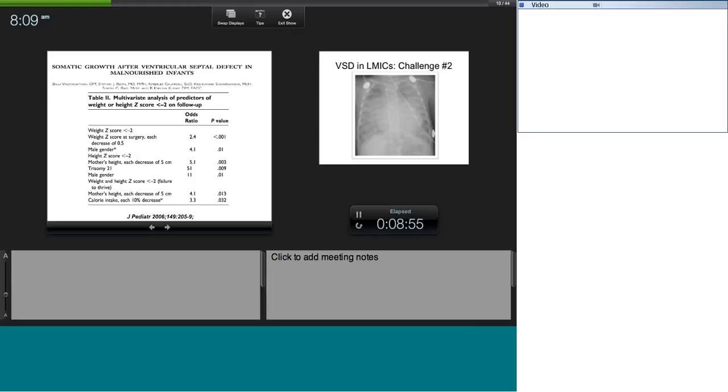So these were the things that we found that influenced eventual weight gain, even including caloric intake. But if you see amongst all the things, the caloric intake had the smallest influence as far as weight gain was concerned when compared to things like maternal height, weight Z-score at surgery. These were very major determinants.